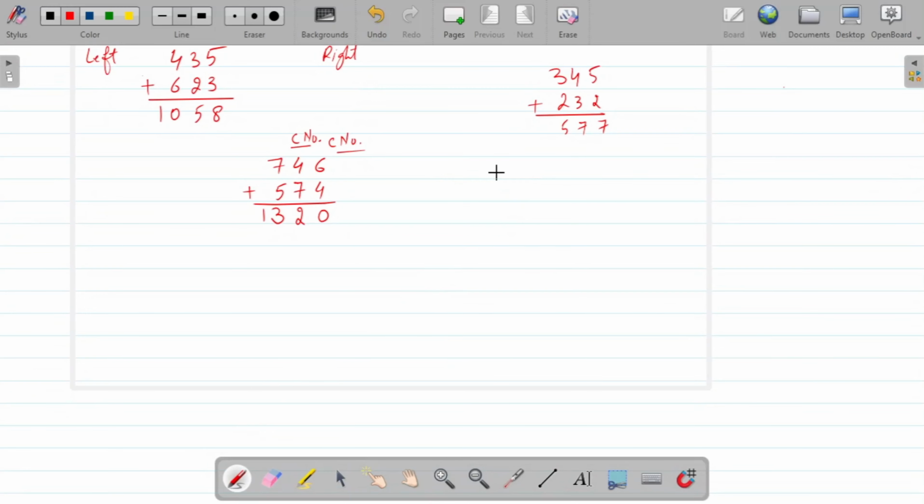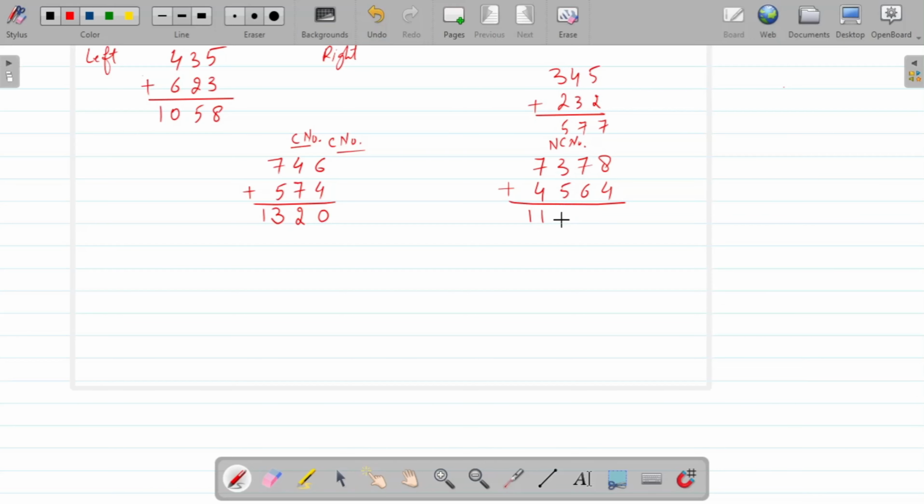Let me take a bigger number. Seven plus 4 is 11. The moment I write 11, I have to see the next number. 5 plus 3 is 8. So this is a non-carry number. This is a non-carry number. In that case, 7 plus 4 is 11. We'll write simply 11. And 5 plus 3 is 8.